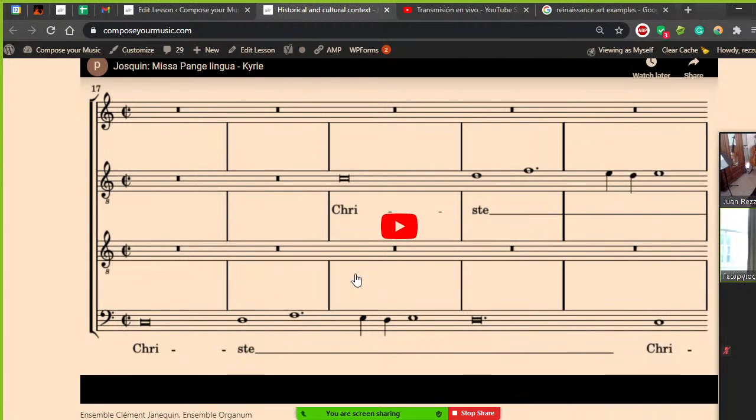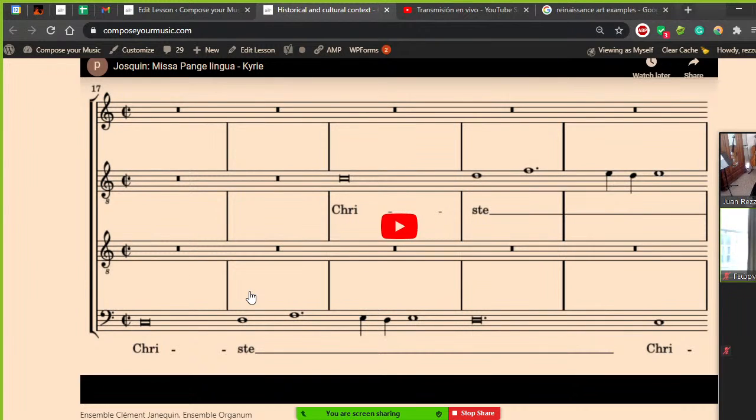So this is a mass, that, by the way, I don't particularly like the version because it's very slow. But this is the only one that had the score. So there is an imitation, and this imitation we're going to see in much more depth, of course. So they will start to imitate themselves, as you can see here. I would like to see one thing.